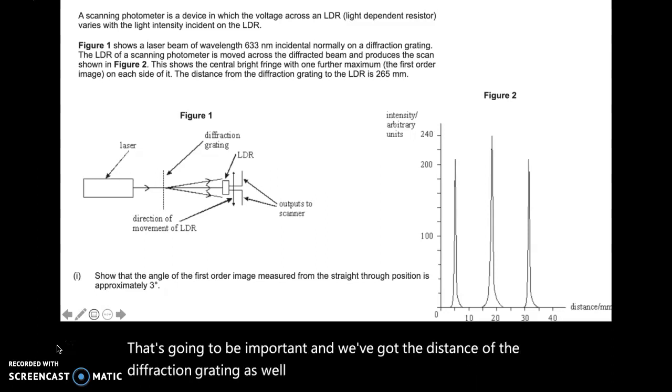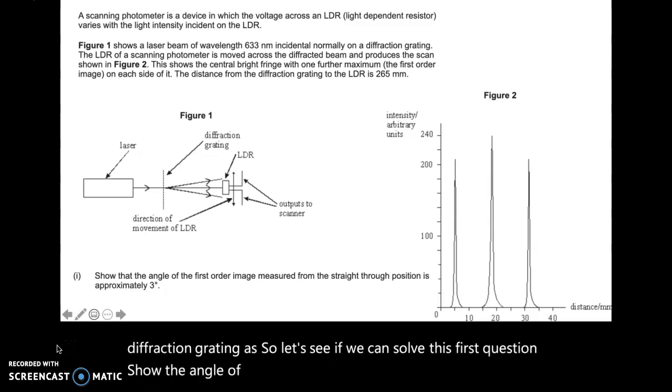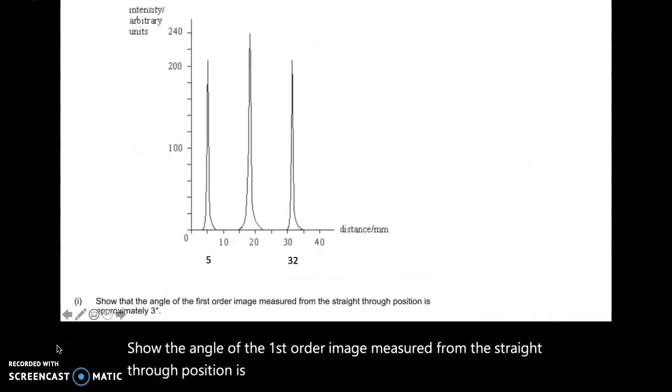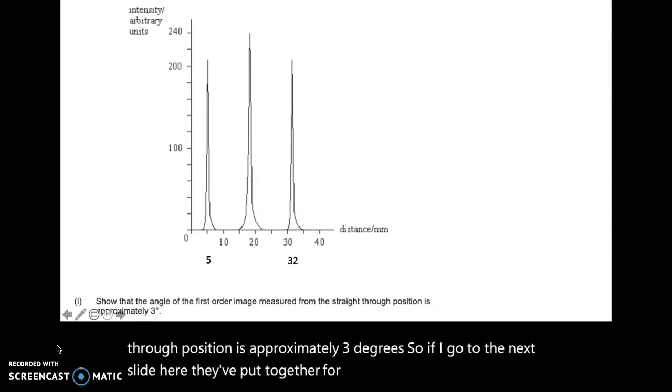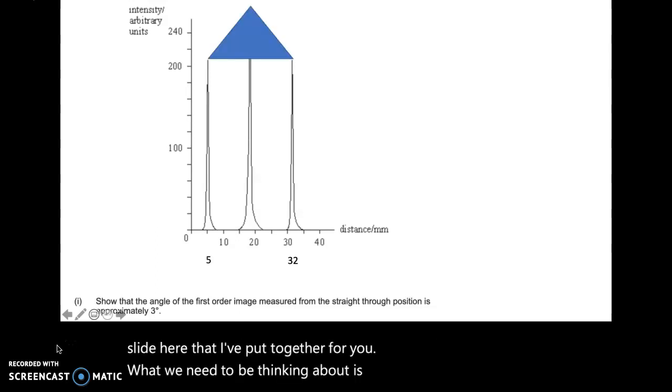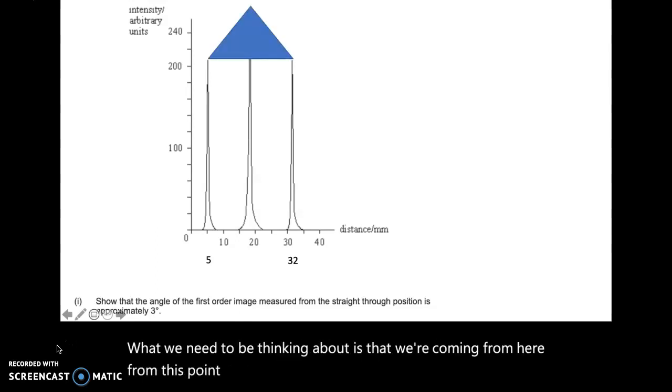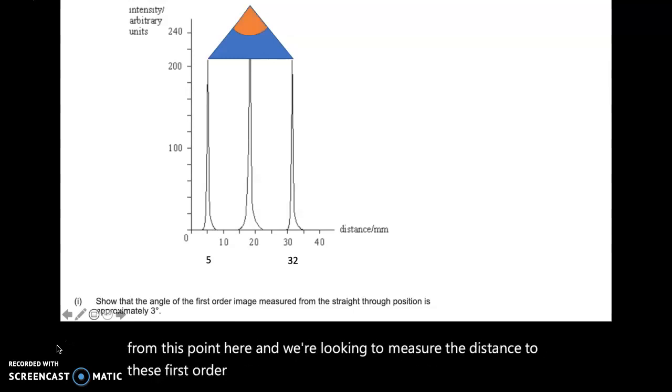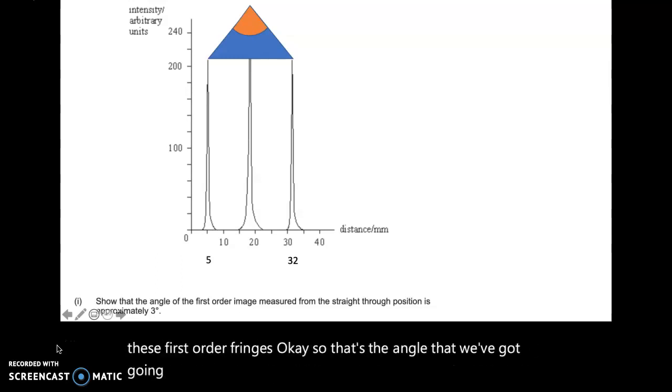So let's see if we can solve this first question. Show that the angle of the first order image measured from the straight through position is approximately 3 degrees. So if I go to the next slide that I've put together for you, what we need to be thinking about is that we're coming from this point here, and we're looking to measure the distance to these first order fringes. Okay, so that's the angle that we've got going on at that point there.